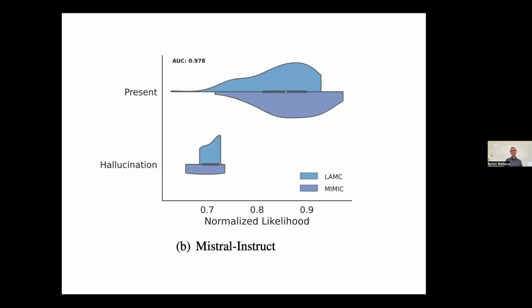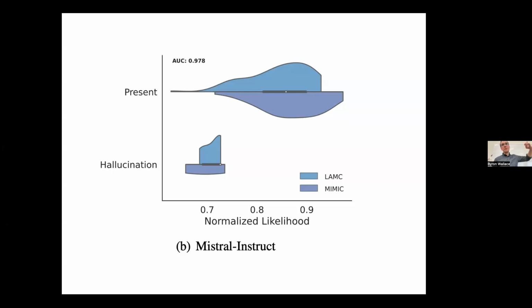Fortunately, and this is cool, I didn't expect this. In this case, I'm not saying this will apply to other cases, but for this task, if you take the hallucinated evidence on the bottom and the evidence that was not hallucinated, that was present on the top, and you look at the normalized token likelihood under the model generating it. This is for Mistral Instruct, but results are analogous for Flan.